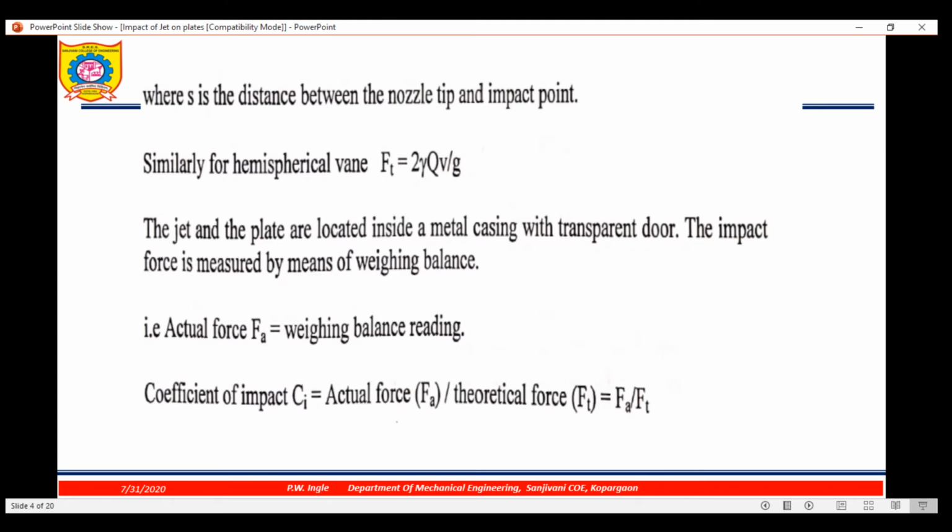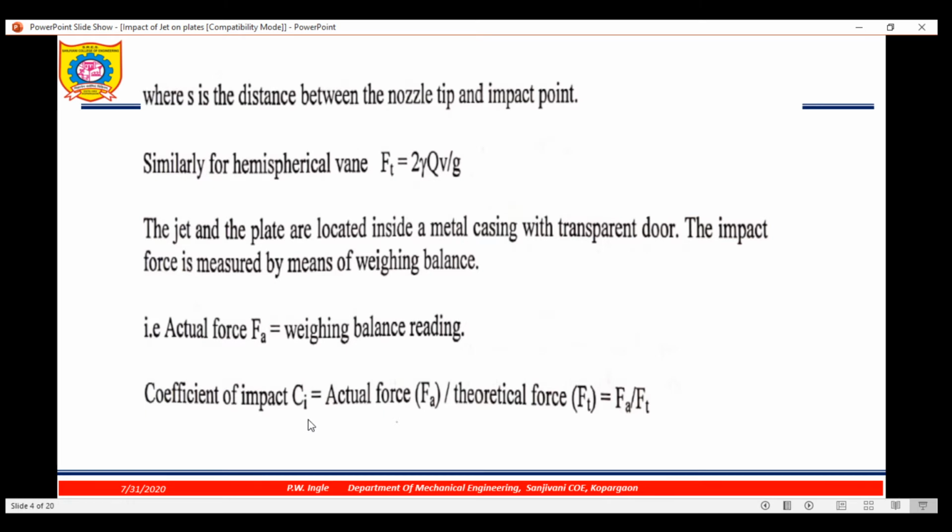Similarly, for the hemispherical plate or vane, it is 2 W Q V by g. W is nothing but rho g, and Q is A V, so g will get cancelled out. So you are getting 2 rho A V square. And then how to calculate actual force? By taking the reference of the weighing balance reading. Then you calculate the coefficient of impact.